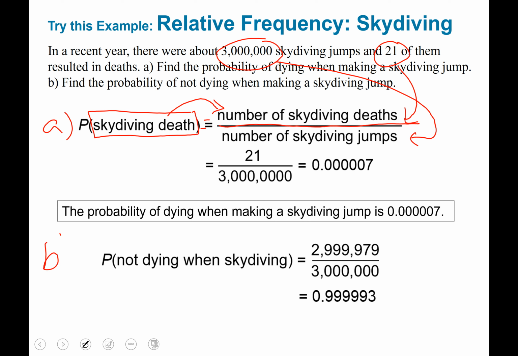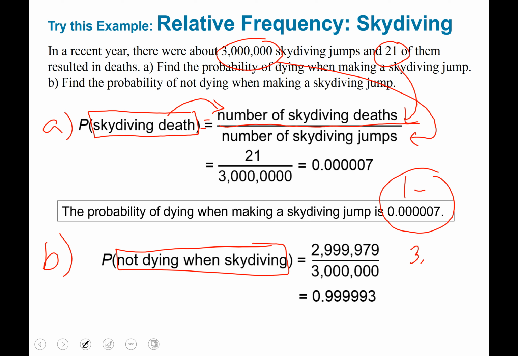Part B, the probability of not dying when skydiving, would be the complement. So you could just do 1 minus 0.000007 and you'll get 0.999993, or you can work that out from scratch. The probability of not dying when skydiving is what's now considered a success. The 2,999,979 came from 3 million minus 21. That's where they got the 2,999,979 from.